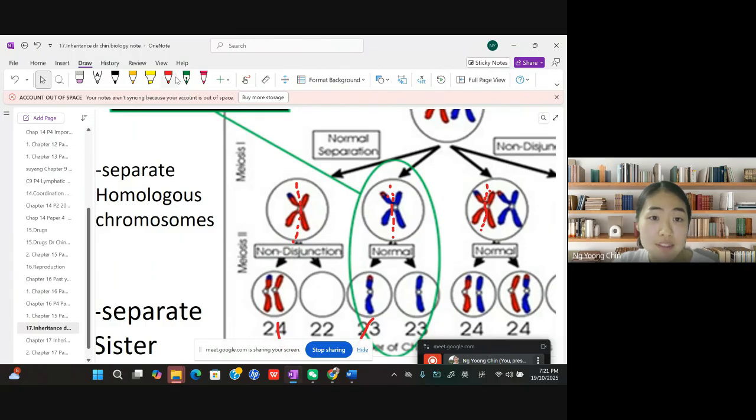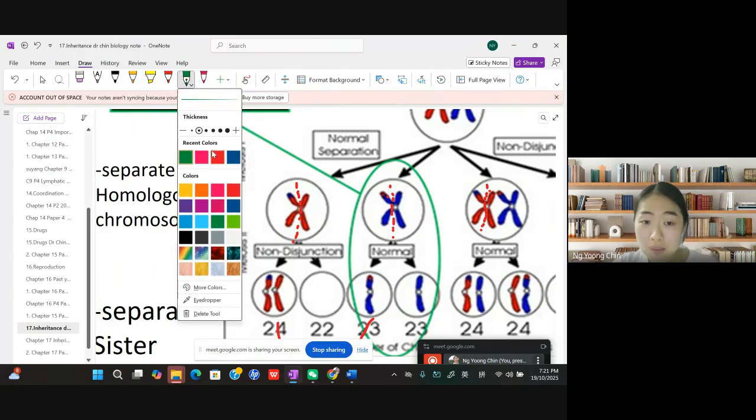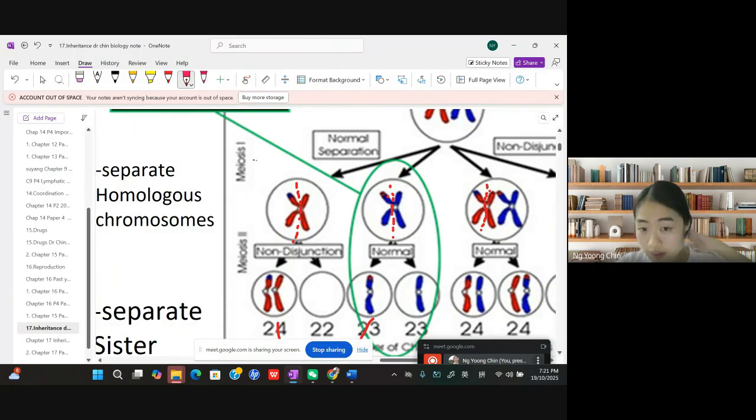You can just imagine, right? There's a spindle fiber being produced during the anaphase. So there will be something like this. This is a fiber, right? So one fiber will pull from here, another one will pull from here.